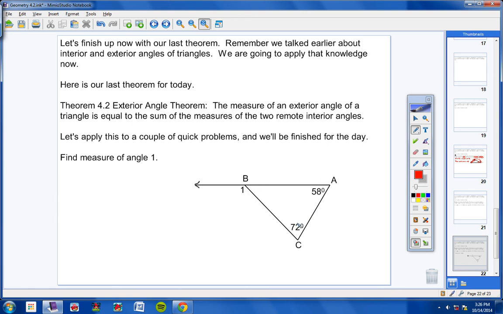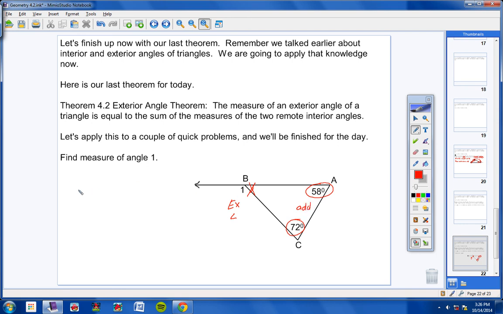Triangle BAC, exterior angle of 1, and then we have these two angles over here, okay? Now understand, angle 1, like I just said, is an exterior angle. Well, if this is your exterior angle, then this angle here is not one of your remote interior angles. These two angles here are your remote interior angles. And what did we just learn? An exterior angle is always equal to the sum of these two angles right here.